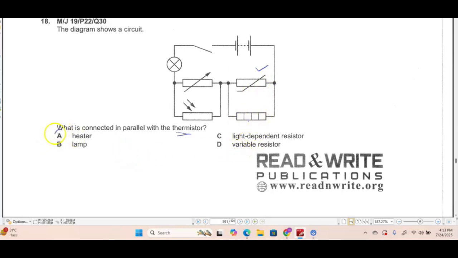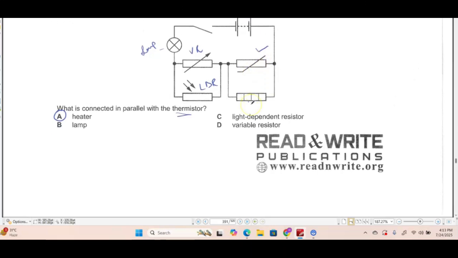I've told you before in my videos as well, kindly remember what these symbols stand for. This thing is very important. These are easy marks to bag, and if you don't know these symbols by heart, you are going to lose unnecessary marks. You got to know that this is the cell, one of it actually. This is a lamp. This is a variable resistor. This is a light dependent resistor. This is a thermistor. This is a heater. So you should remember the symbols.